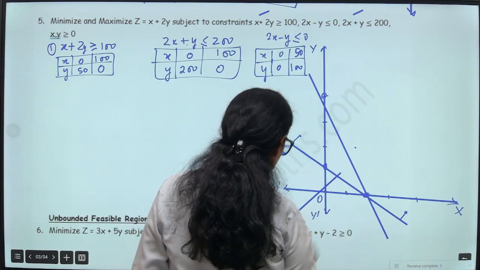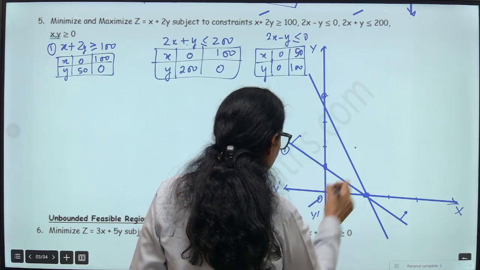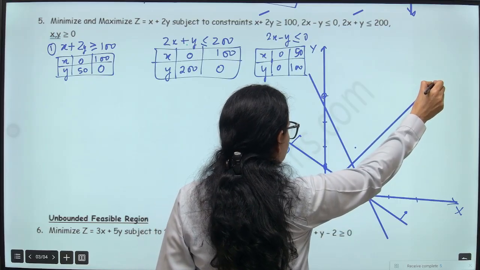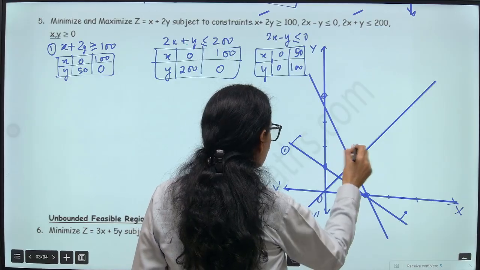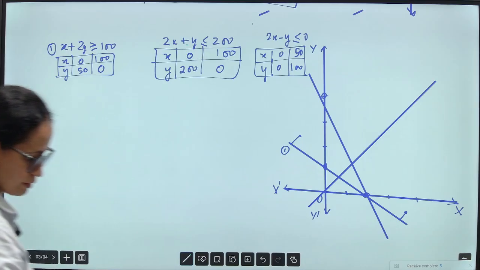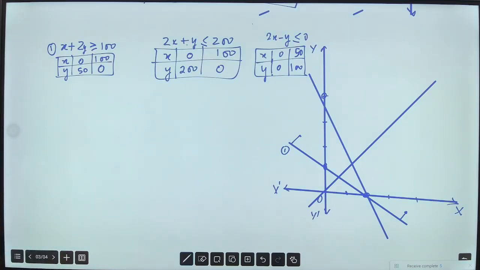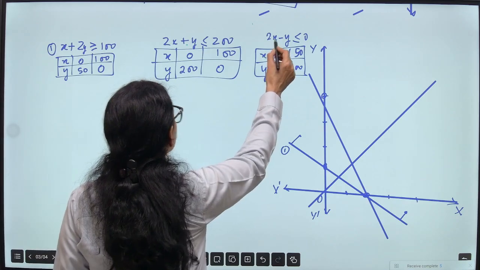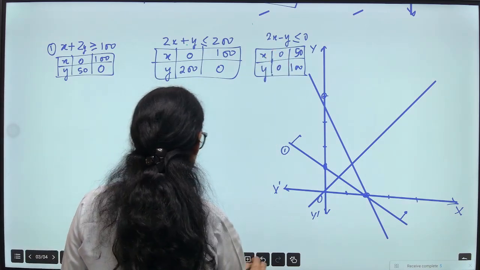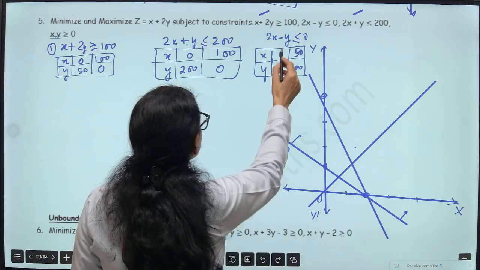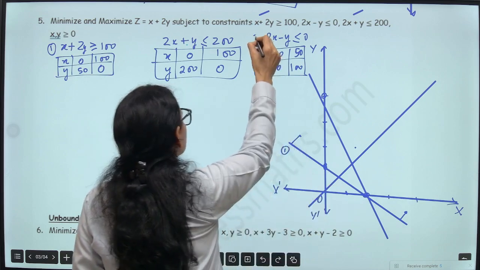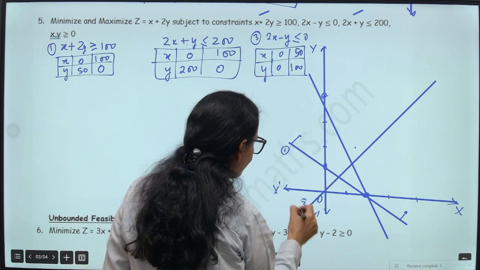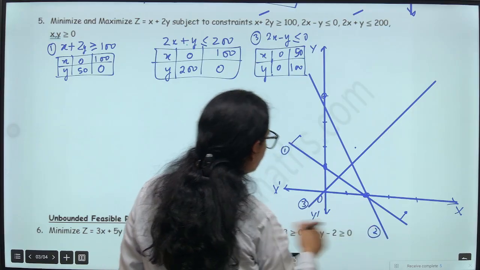I am just drawing approximate graphs because you will have an exact graph paper, so you will get the exact graph. So don't worry. Right? So this is what we have. The graph looks something like this. Now where is the feasible region for this? If you look at this inequality, 0, 0 and 50, 100, this is inequality number 3. So just label the graph also. This is for 3, this is for 2.